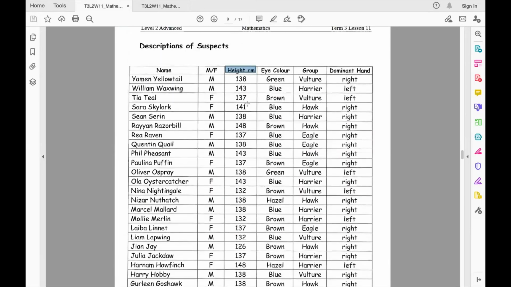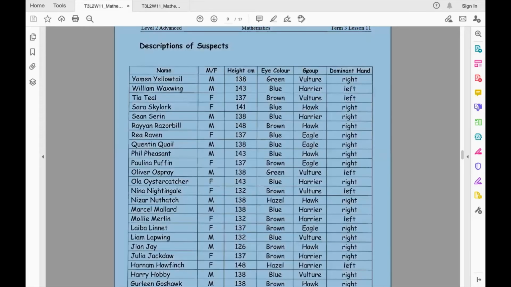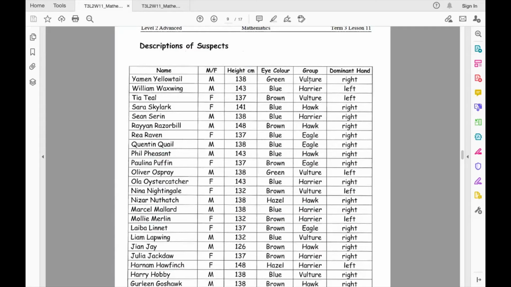So there's quite a few names here. We also have the eye color. So what color is the eye? Is it green, blue, brown, or another color? What type of group are they part of with the other students? Are they part of the vulture group, harrier group, maybe even the hawk group? Or I see an eagle here, eagle group. That means which group they're part of to explore the castle, so which friends they're with and what their friends group is called.